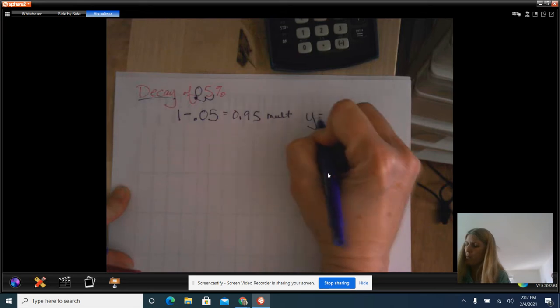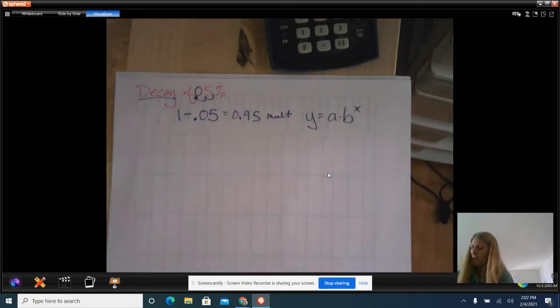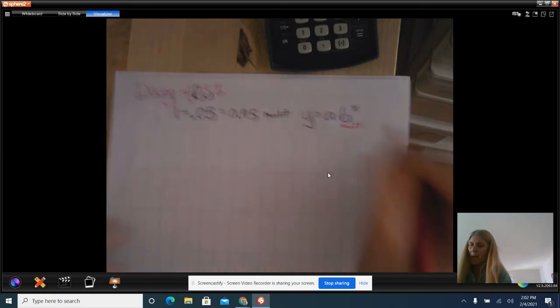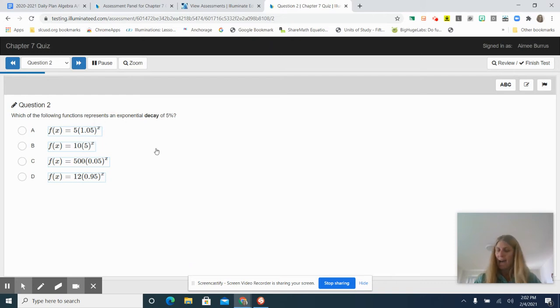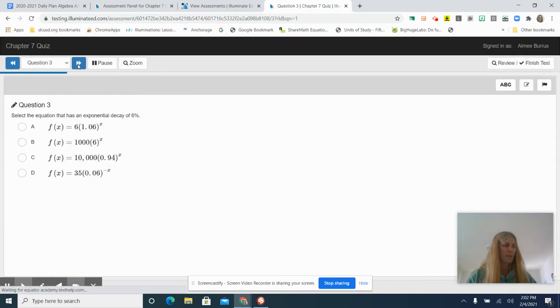And remember, for all these, y equals a times b to the x power, where our b is our multiplier. So when we go back and look at our answer choices, we're looking for one that has a 0.95. And that, of course, is going to be D in this case. Now, whenever I give you guys your quizzes, the answer order gets rotated. So it's not necessarily going to be D on yours, but it will have that exponential decay going on, which is that 0.95.